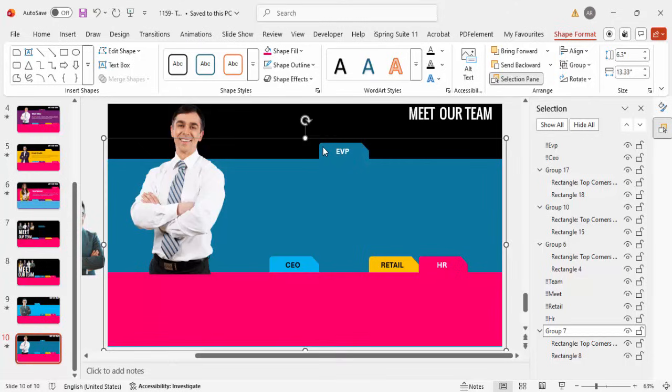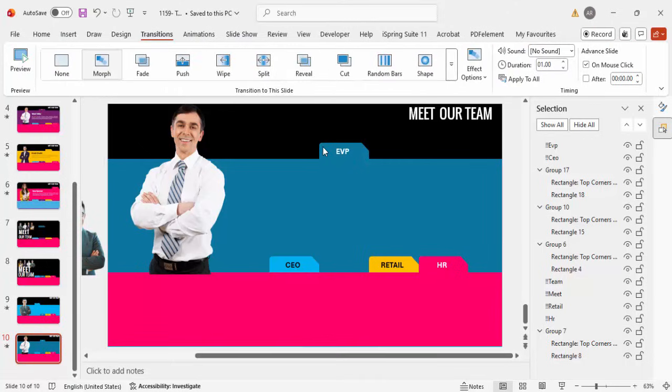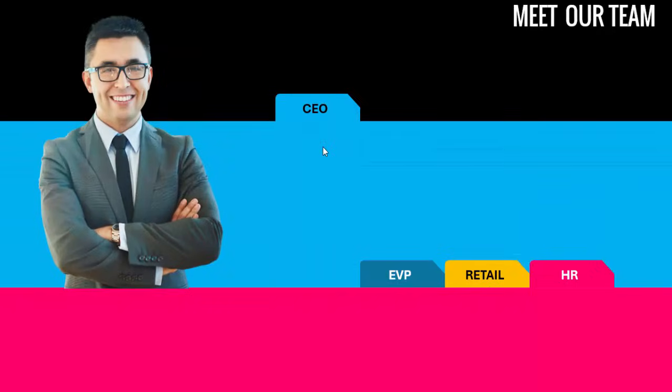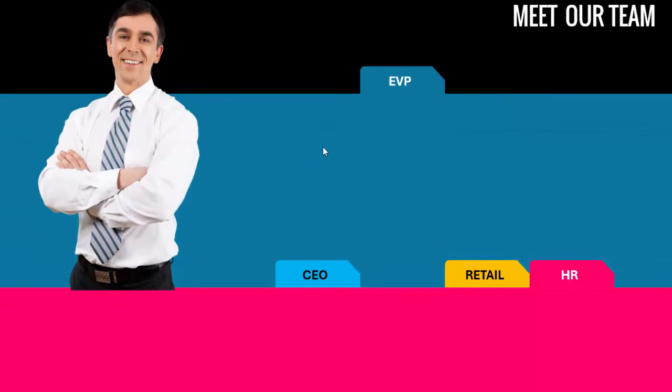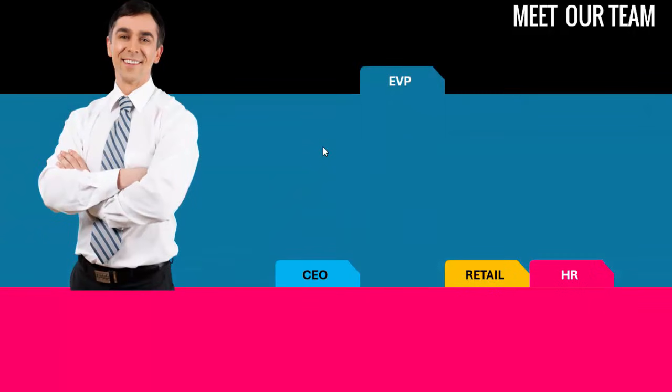And then I'm going to apply the transition again. Morph is already there, so let me just play. This one comes first, then comes the second. You can see here how smoothly it is coming.